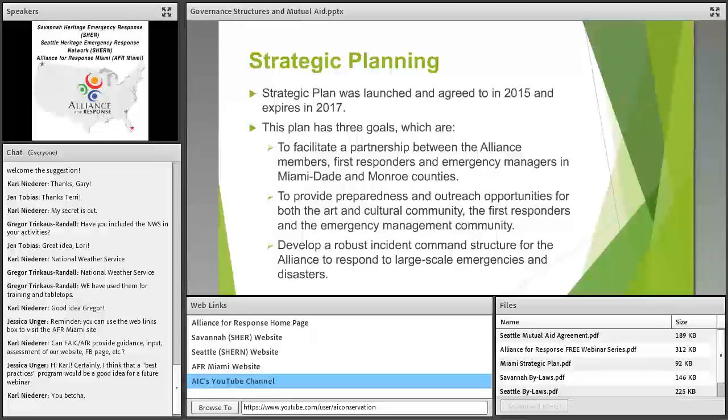So a lot of times when I push information out to the private sector, it's also going to our Alliance members as well. They were very actively engaged when we were getting prepped for Hurricane Matthew. Thankfully, we got missed by Hurricane Matthew, but we had regular communication with our museum community, so they knew what was going on, what we were doing. And then develop a robust incident command structure.